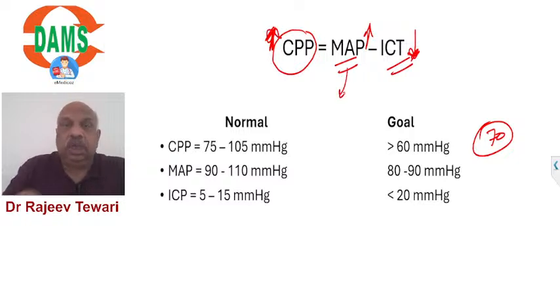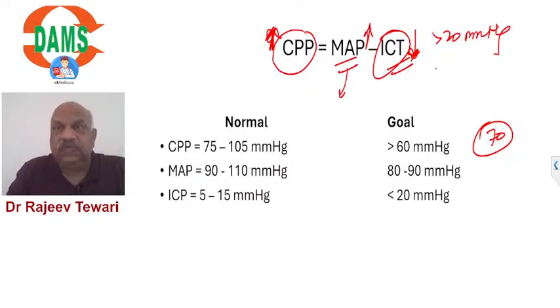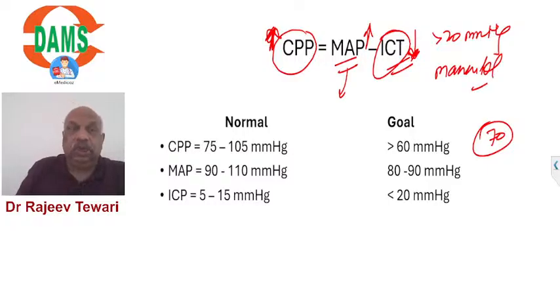Mean arterial pressure, in the process of keeping it high, we have Cushing reflex, hypertension, bradycardia, and ICT we can bring it down. If it is more than 20, that's an indication for cerebral dehydrant like mannitol. So in head injury, what is your aim? Our aim is to keep the mean arterial pressure high and ICT low. And in the process of keeping mean arterial pressure high, we have hypertension.